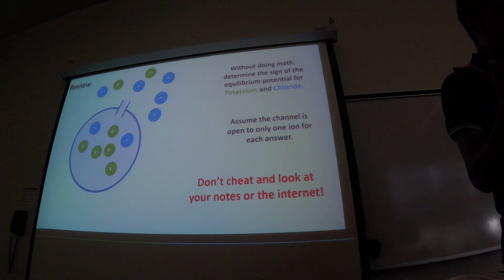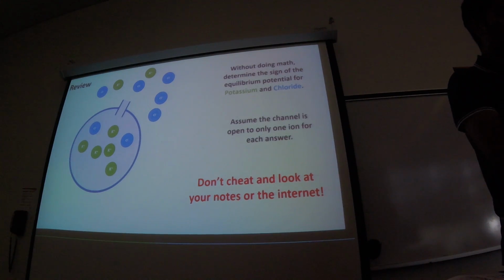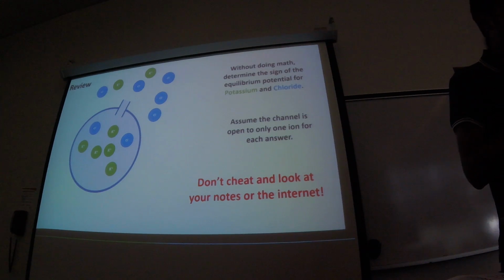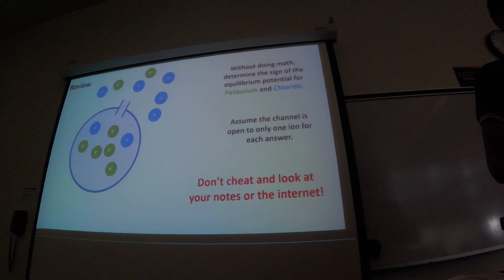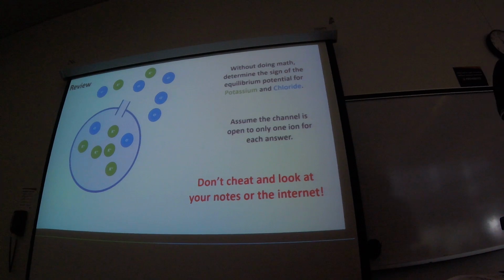So assume the channel is working separately, so this channel is either only letting potassium through or only letting chloride through. And don't cheat, don't go back to your notes and try to look up the table or Google it or whatnot. You should be able to do this with just your knowledge. I'm not asking for a number, I'm just asking for the sign of the equilibrium potential.